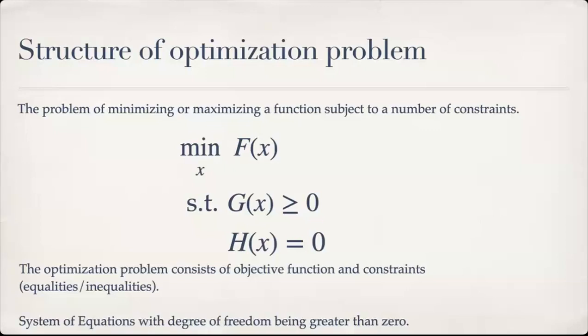I see some question marks on your faces. Any problem? Any question? Repeat that again: the constraints have to be less than the number of decision variables.